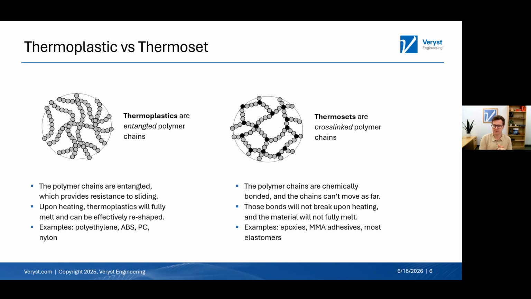So good examples of thermosets are things like epoxies or MMA adhesives, and actually most conventional elastomers, rubbers, are thermosets as well, meaning that if you heat it up, it's not going to melt, it's not going to turn into a liquid, you just get a softer solid. And so you can't really reshape a thermoset in the same way that you can a thermoplastic.